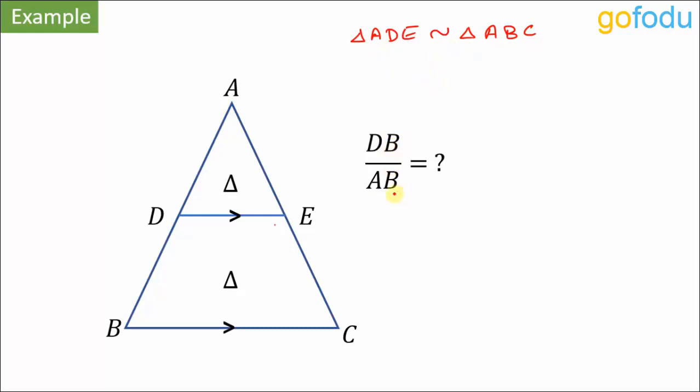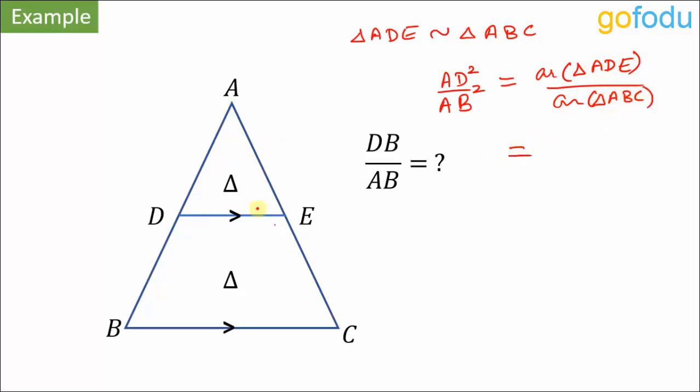We want DB upon AB. So something to do with this side. And if we write the ratio of sides, AD upon AB, and if we square it, this will be equal to the ratio of areas, area of triangle ADE upon area of triangle ABC. Area of triangle ADE is delta and area of triangle ABC is delta plus delta, 2 delta. This is nothing but 1 by 2. So AD upon AB is 1 upon root 2.